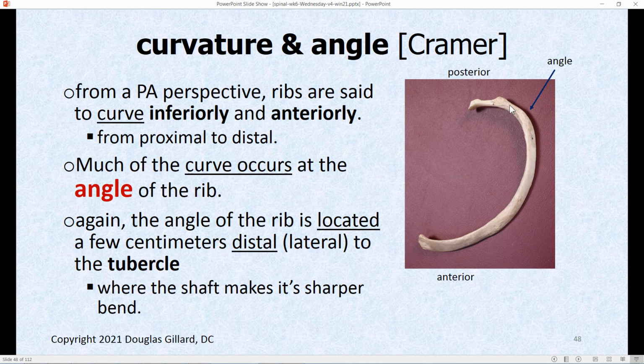Right, let's see, what else do we need to say about this? We've really talked about the angle already. I could probably take this slide out. A lot of the curve occurs at the angle. It's also where fractures occur. And the angle is usually about a few centimeters distal or lateral to the tubercle. Cramer uses that word distal, which seems weird to me. I thought that would be more proximal. But yeah, that's going to be confusing. I like the word lateral better.